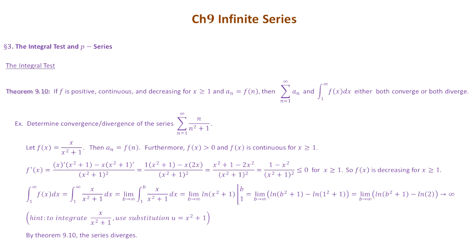And so we got natural log of b squared plus 1 minus natural log of 1 squared plus 1. So we don't have to worry about the 1 squared plus 1. That's just 1 plus 1 or 2. And what matters is the first term, natural log of b squared plus 1. When b approaches infinity, this b squared plus 1 also approaches infinity. And then the natural log function is increasing without bound. So this natural log function has a limit approaching infinity. So that means the improper integral diverges.